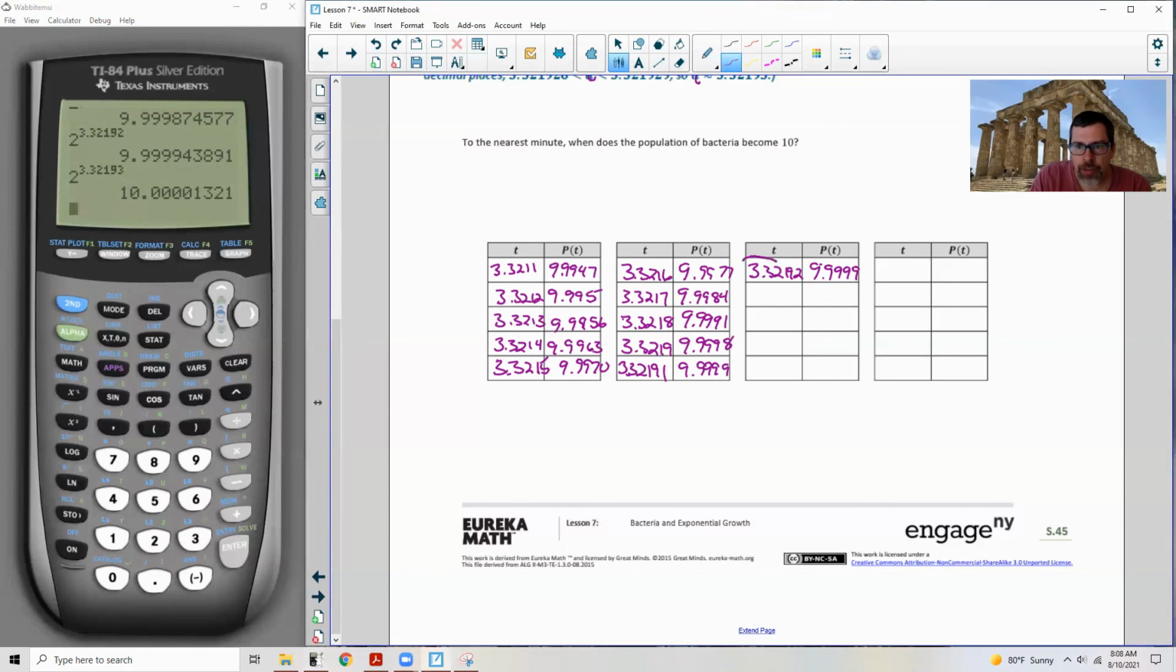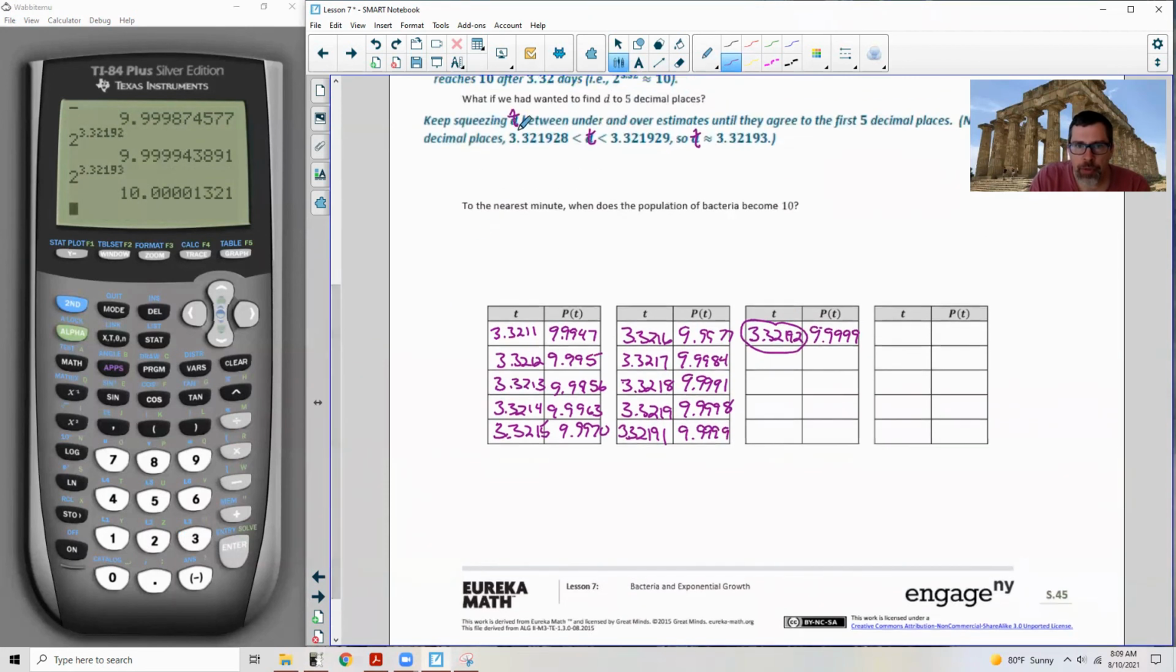So there is our answer, 3.32192. And I believe it stated that up here, 3.321928. It said first 5 decimal places, they went out 6 here. Here is our 5 decimal places, 3.32192. So I will now say t is approximately 3.32192. Okay, 3 days and almost a third of a day more, which is approximately not quite 8 hours.